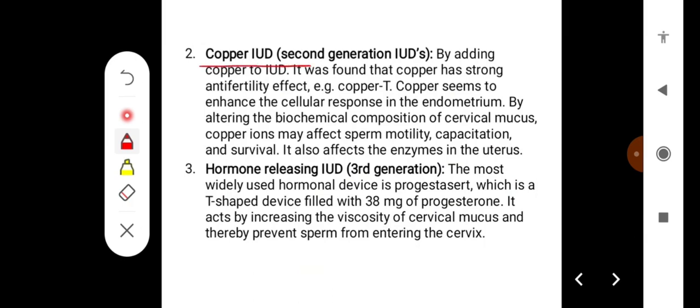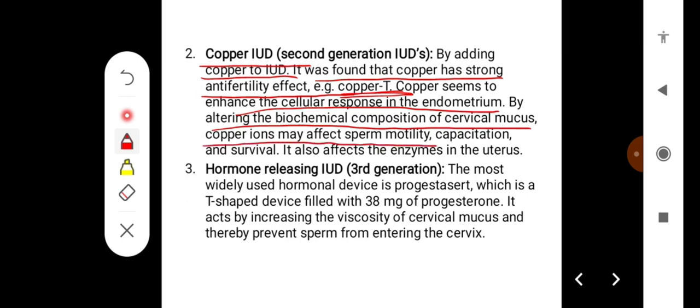Copper IUDs are the second generation of IUDs, made by adding copper to the intrauterine devices. It was found that copper has a strong anti-fertility effect. For example, copper T. Copper seems to enhance cellular response in the endometrium. By altering the biochemical composition of the cervical mucus, copper ions may affect sperm motility, capacitation, and survival. And it also affects the enzymes in the uterus.